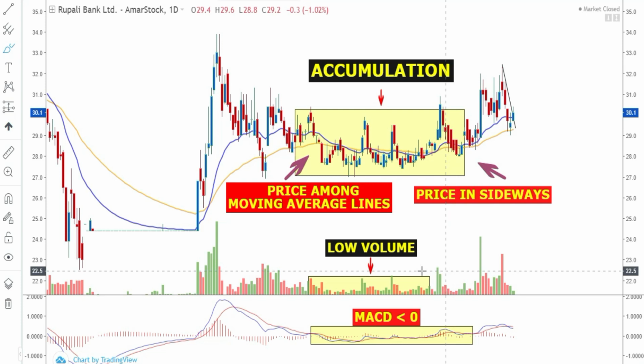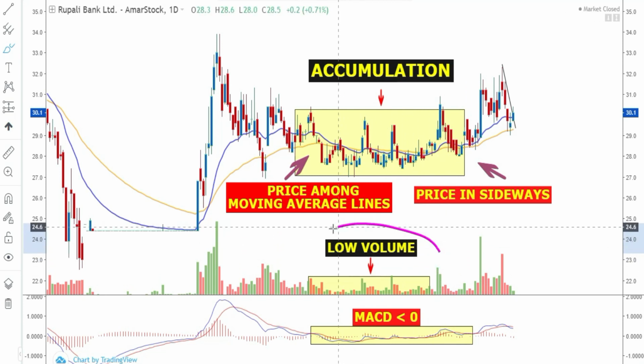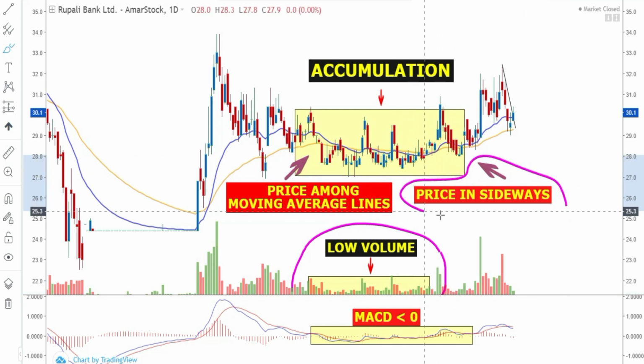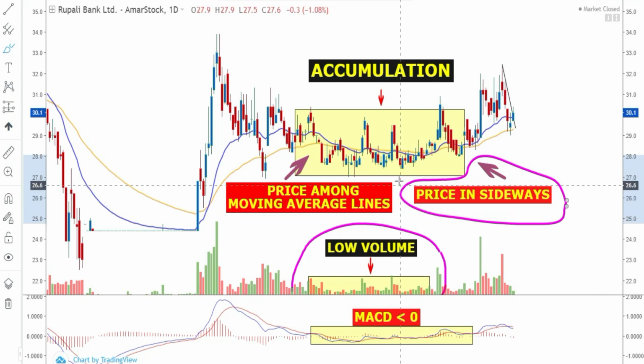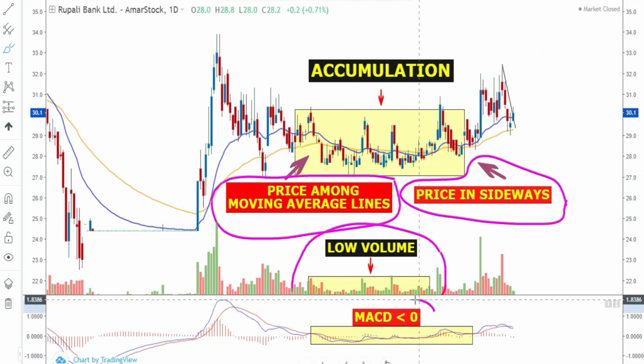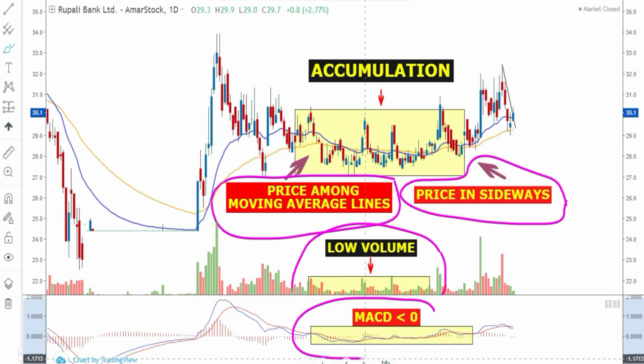Now we explain these phases on the chart. Accumulation. Here we see low volume by smart money or institutional investors. The range is small and price remains in sideways movement. You see here, price goes up and down among moving average lines. There is no divergence of RSI or MACD.